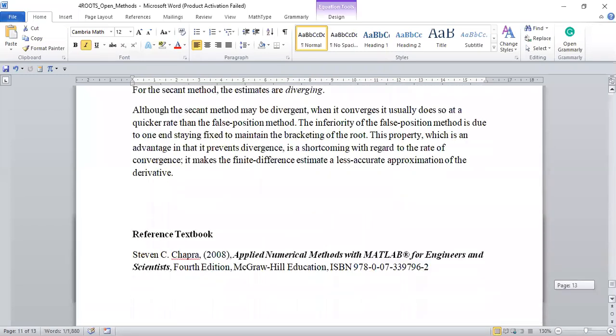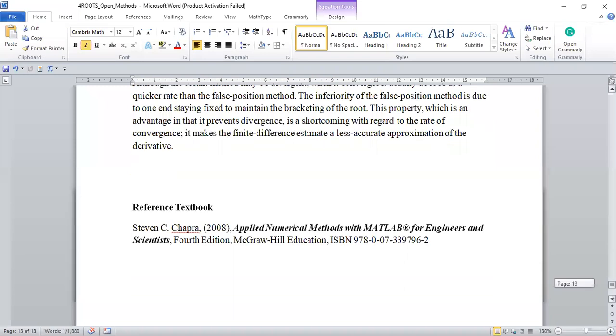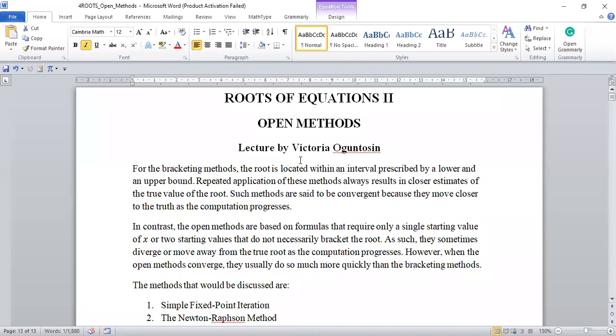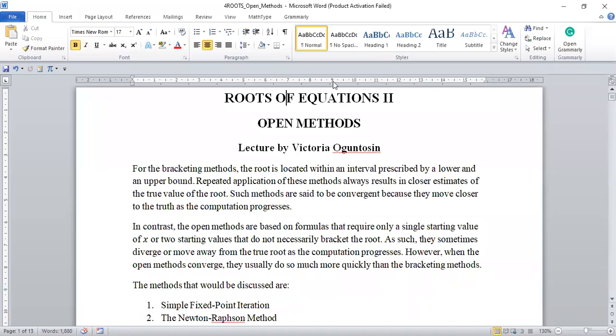So this is the end of the lecture for today. In the next class, we are going to be concluding roots. This is the second lecture on finding the roots of equations, and by next week, hopefully, we are going to conclude the discussion on the roots of equations.